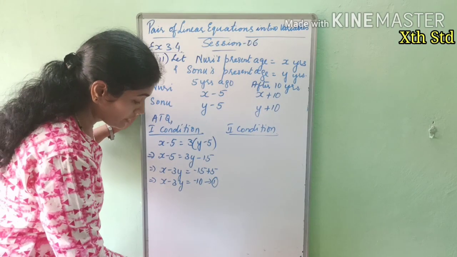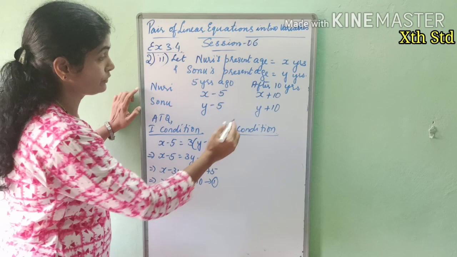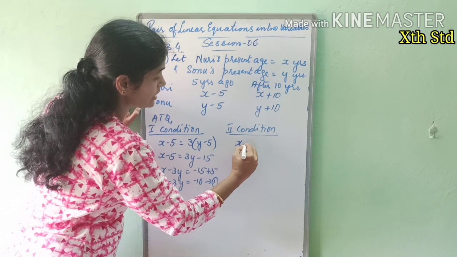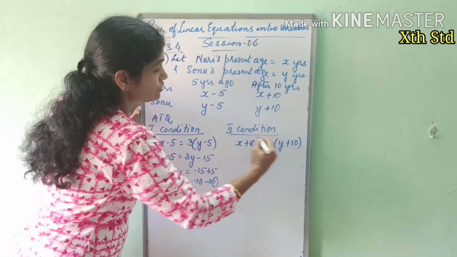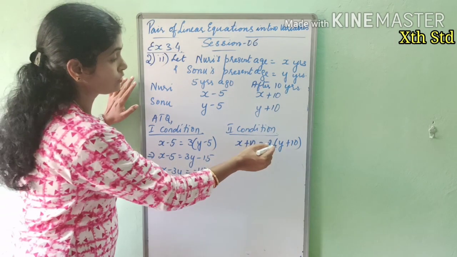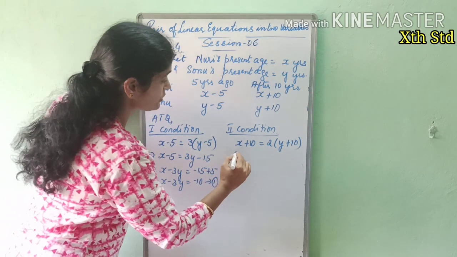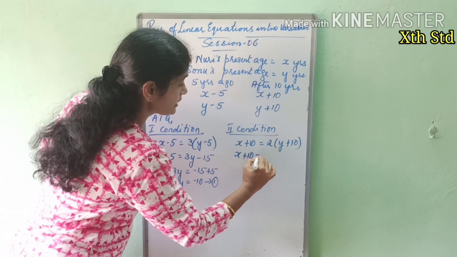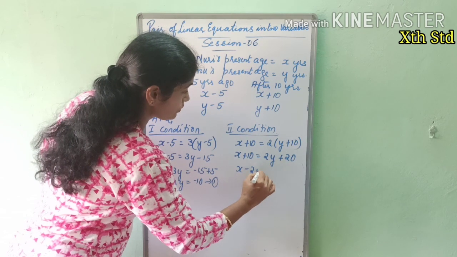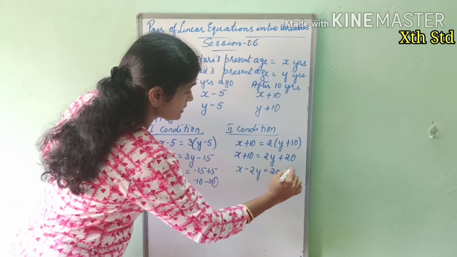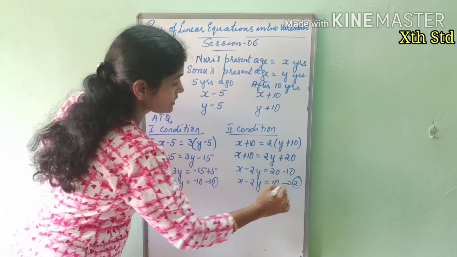10 years later, Noori will be twice as old as Sonu. 10 years later, what was Noori's age? X plus 10. She will be twice as old as Sonu. Sonu, after 10 years, her age is y plus 10. Now simplify this. x plus 10 equal to 2y plus 20. So x minus 2y equal to 20 minus 10. That's x minus 2y is equal to 10. This is your second equation.